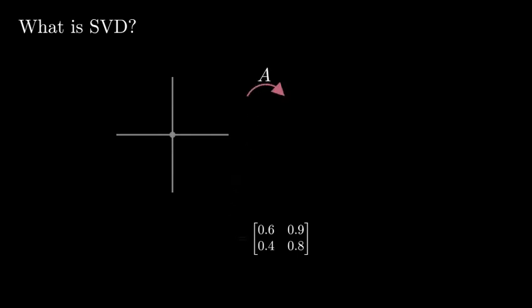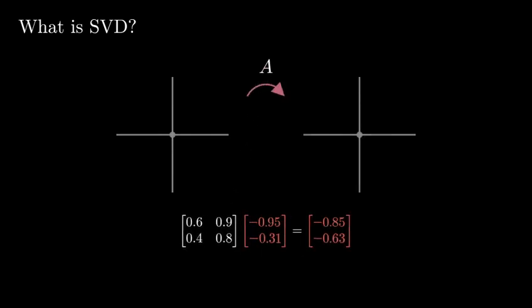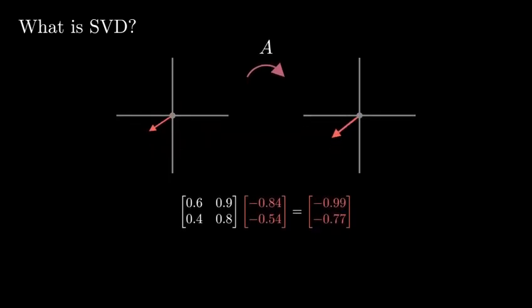Suppose we're given some matrix A. To see what this matrix does, we can visualize how it transforms different vectors. Now suppose we're asked to find an orthogonal set of vectors that when transformed by A will remain orthogonal.